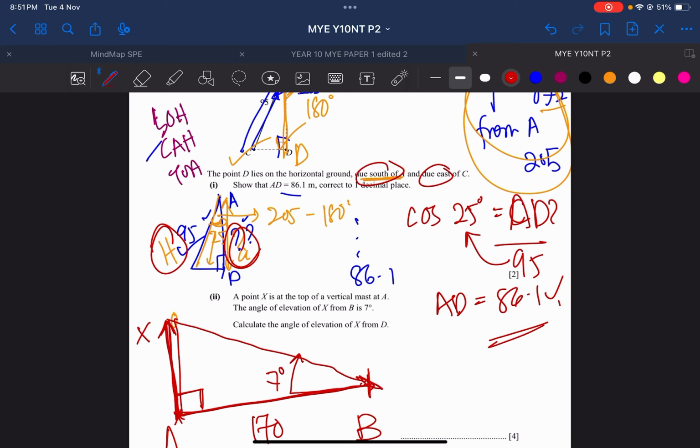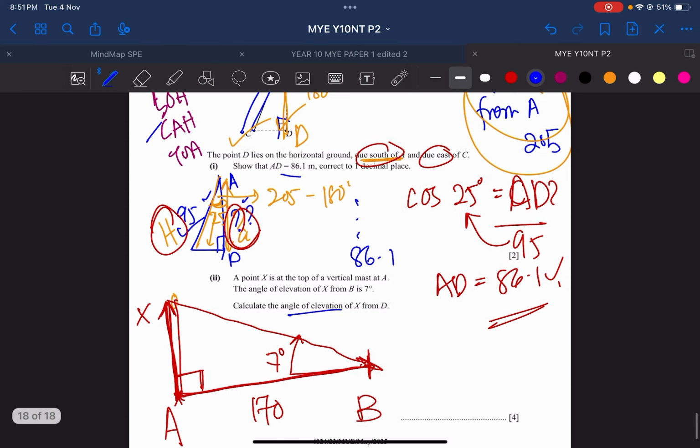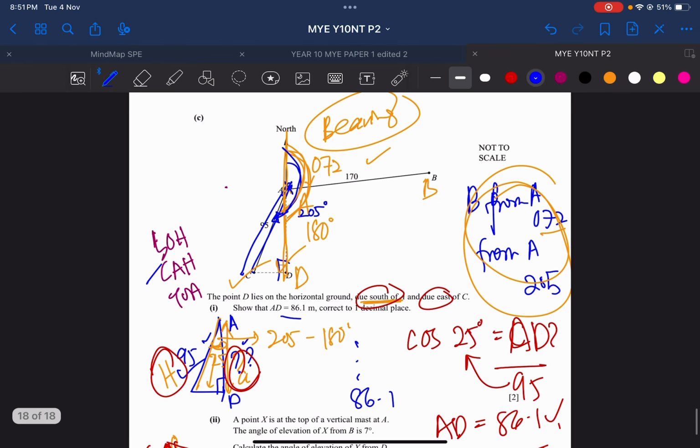SOH CAH TOA again. Now, I'm going to tell you, kalau angle of elevation, 95% of the time, it's going to be TOA. Selalu TOA. Okay? 95%. Not always lah, tapi 95% setakat ni. Every time kalau soalan pasal angle of elevation, pakai TOA. So let's check if the theory is right. The angle of elevation of X from B is 7. Calculate the angle of elevation of X from D. Okay, so the other side lagi.